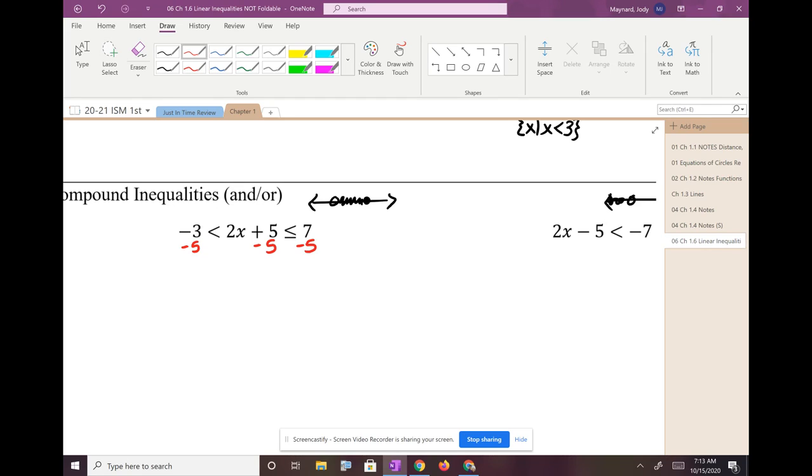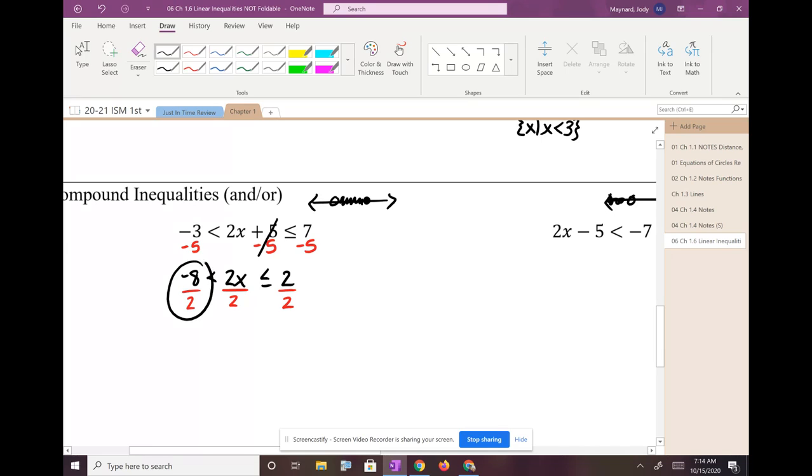The biggest mistake that I see on these types of problems is that we forget to do it on all three sides. That's pretty much it. So negative 3 minus 5 is negative 8. Bring down your sign, less than 2x, and then the 5's go away. Less than or equal to 7 minus 5 is positive 2. Now go ahead and divide by 2 on all three sides.